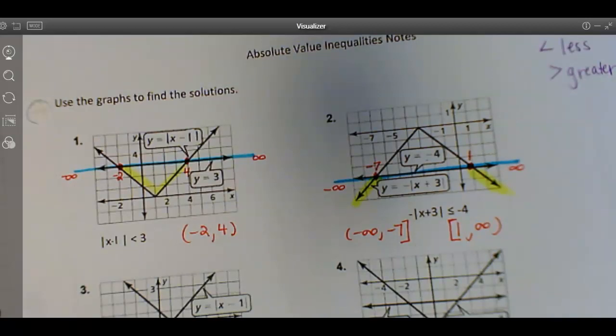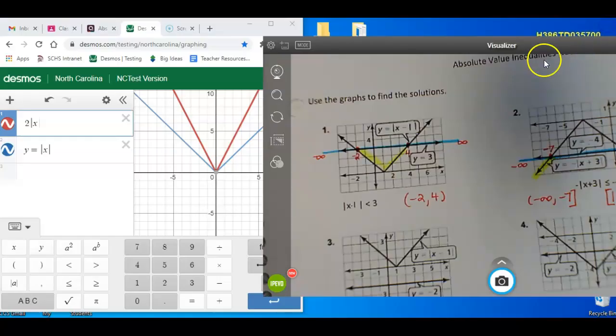Now, both of these problems can be done a different way. And so I want to make sure that you see both ways, in case you like it this way or in case you like it another way. Okay? So I'm going to go to Desmos real quick.